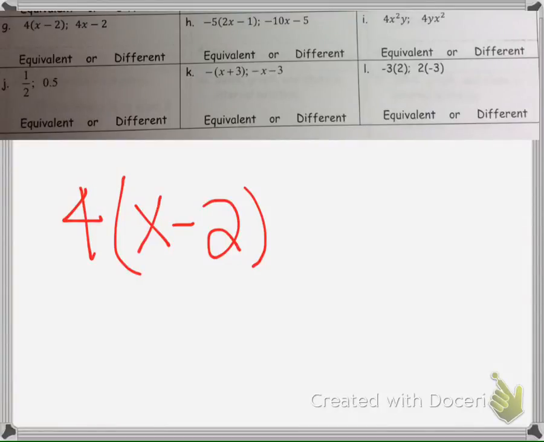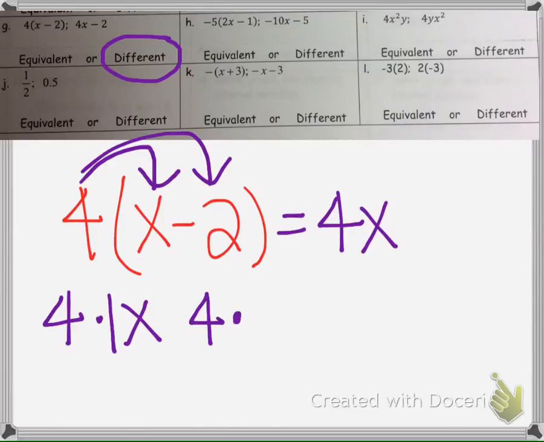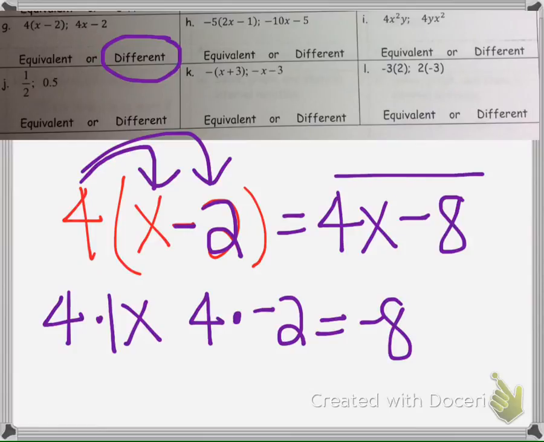Okay, so if we take a look at the expression for I, one way to tell that the expressions are not equivalent, that they are different in value, is by applying the distributive property. So if we have 4 times x, we multiply the coefficients, 4 times 1 is 4, so we'd get 4x. And then here we'd have 4 times, and we're going to look at this as a negative 2, so 4 times negative 2 is negative 8, so we put minus 8. So it should equal 4x minus 8, which is not 4x minus 2.